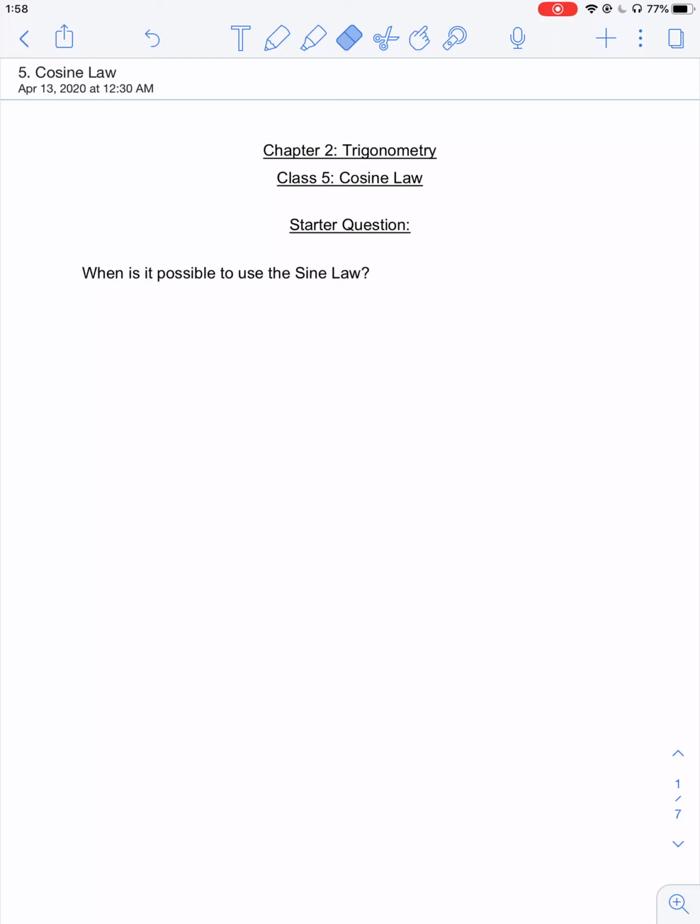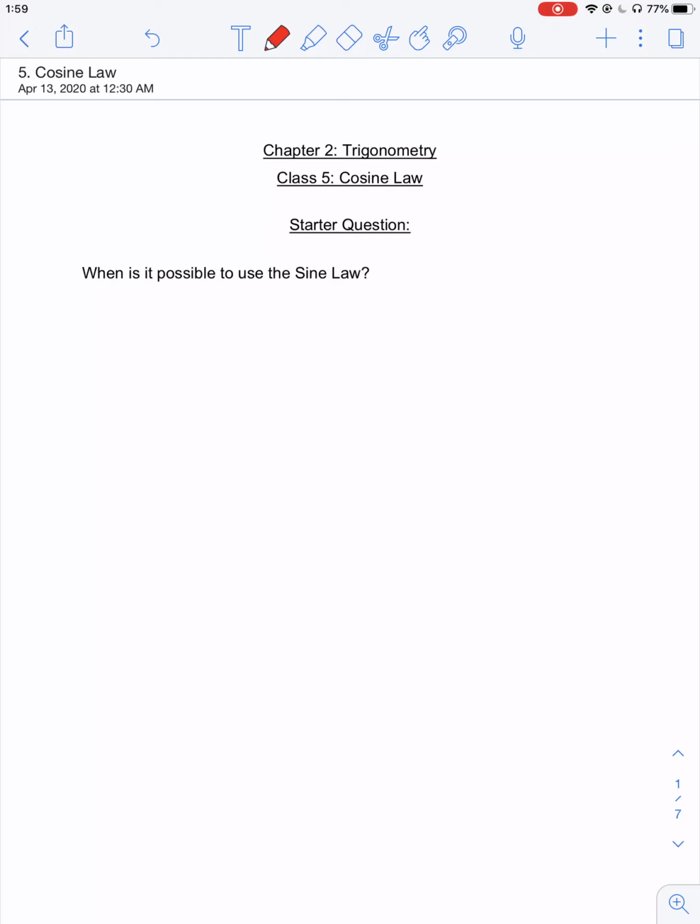Okay, and it might take slightly longer to solve a problem using cosine law as opposed to sine law. So what I did as a student was I always tried solving the question using sine law, and when I realized that sine law would not work, that was a good indication for me to use cosine law. But I tried avoiding cosine law as much as possible because it was a little bit more time consuming.